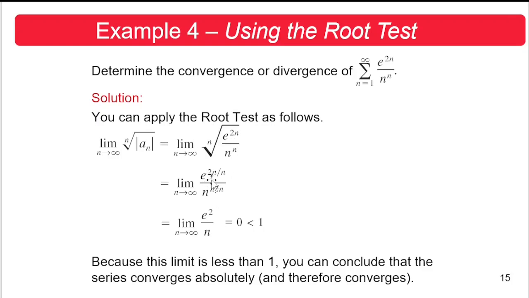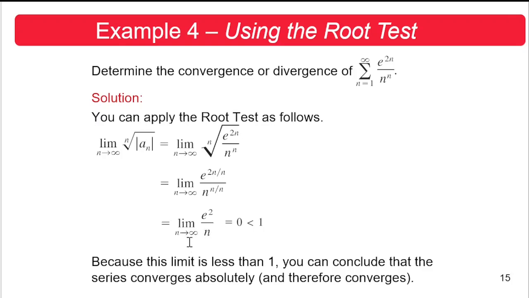You can write this as e to the 2n quantity raised to 1 over n, which is the same as e raised to 2n over n. Same thing in the denominator: n raised to n, raised to 1 over n. But e raised to 2n divided by n is e squared, and n over n is 1, so you have n.